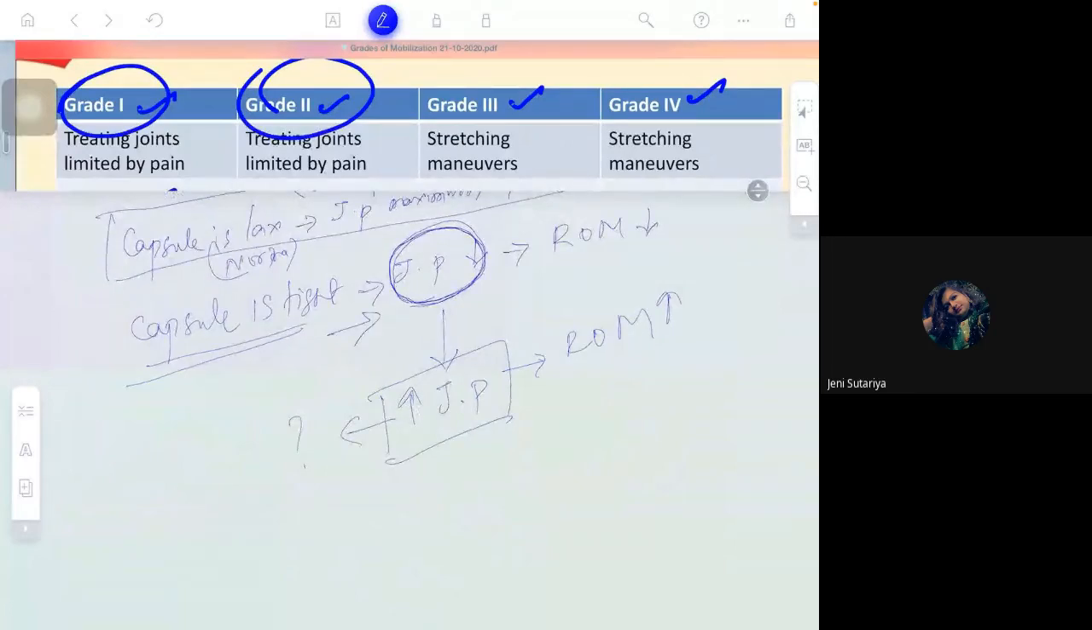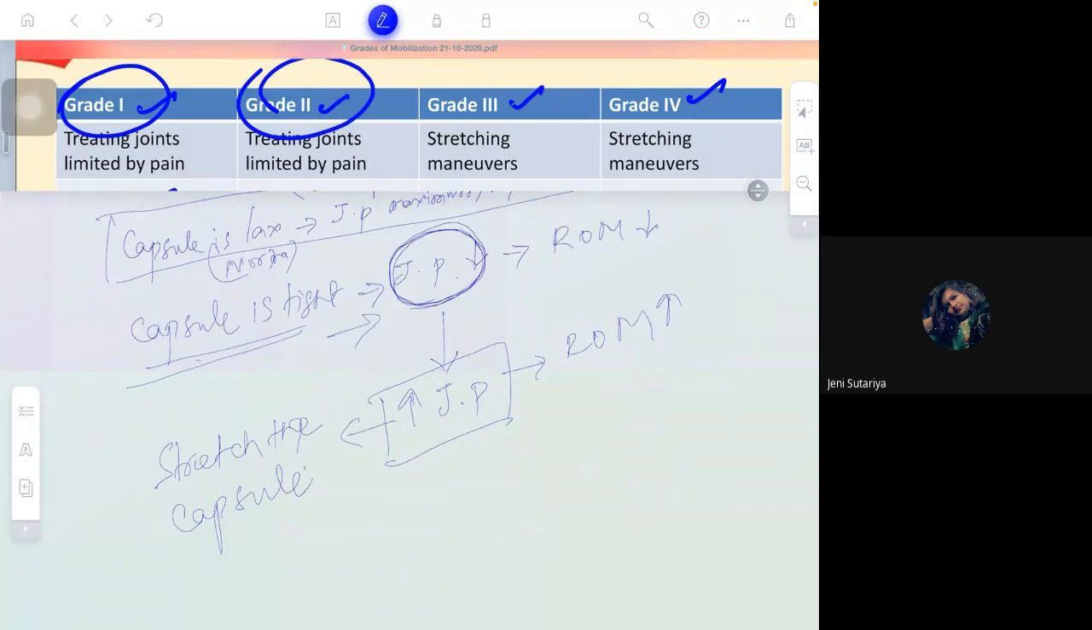Clear? Because the capsule is tight, joint play is reduced. So what will you do? You will stretch the capsule. If you stretch the capsule, automatically the joint play will increase and range of motion will increase. So what is the treatment here? The treatment is you have to stretch the capsule.